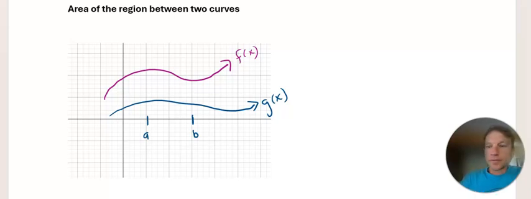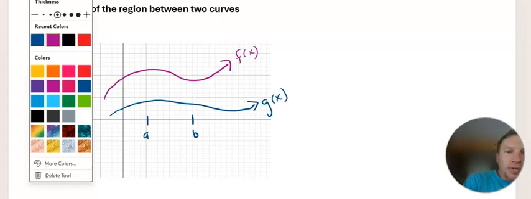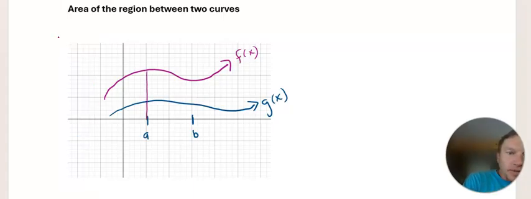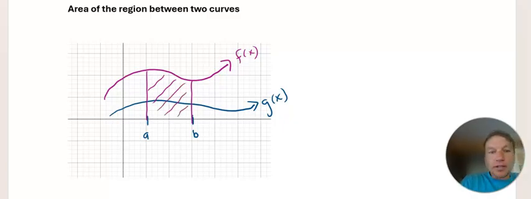Okay, so remember that area under a curve is given by an integral, right? So if I want the area under f, that would be from A to B, it would be this, right? So write a representation using calculus to represent that purple area. Well, it would be the integral from A to B of f of x dx.